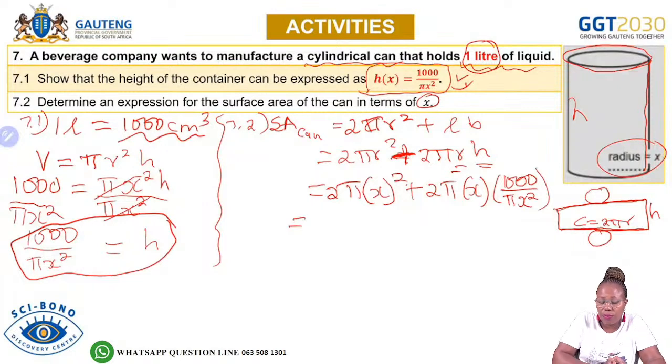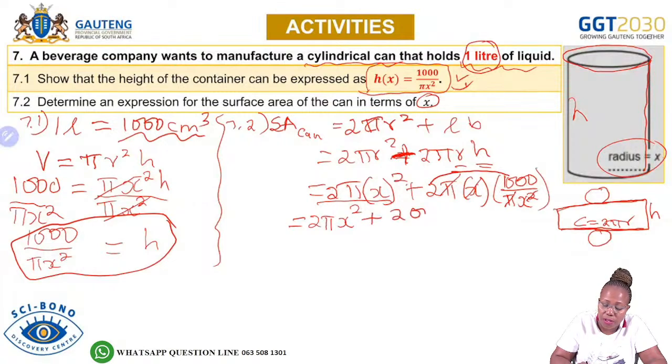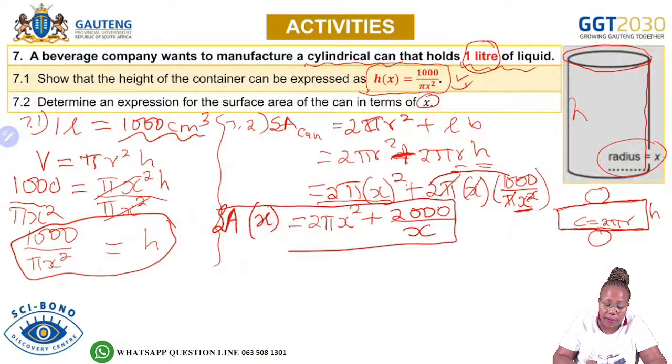Let's continue now with simplification. We end up with 2 pi x squared for this one. And then here, the pi goes once there, and the x, take 1 x there. So the final is 2. Here we are only left with this 2. Multiply by 1000, that will be 2000, and we are left with that x on the denominator, that will be over x. So that is the surface area of the can in terms of x there.